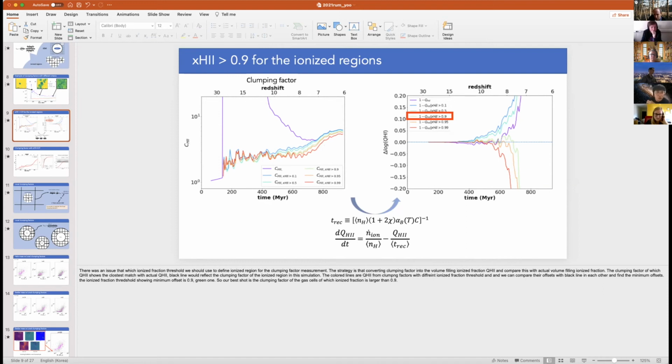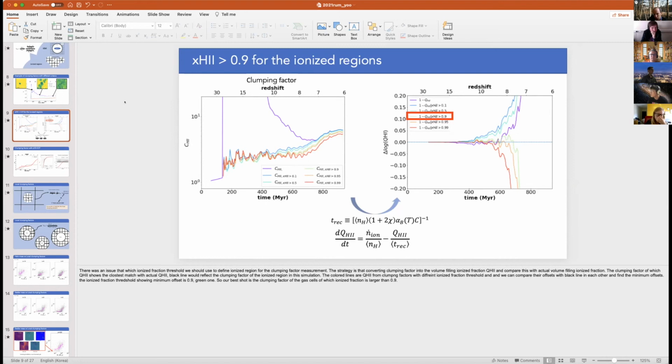Sorry, could you repeat the question? So yes, I didn't hear you. My impression was that when the universe is completely ionized, you should not use any selection on the region. You want the global recombination rate, right? So why do you select a threshold for ionized regions, which does not give the same value at the end of the simulation?